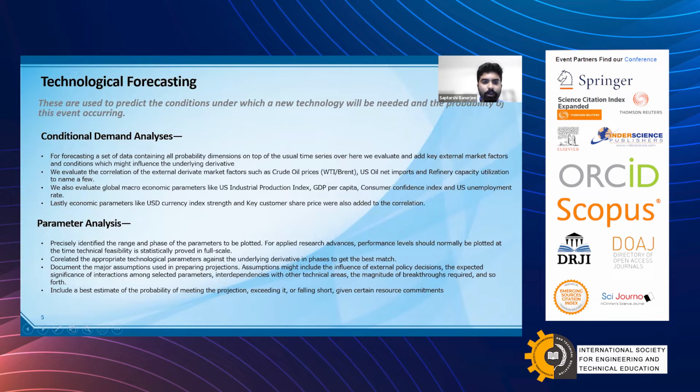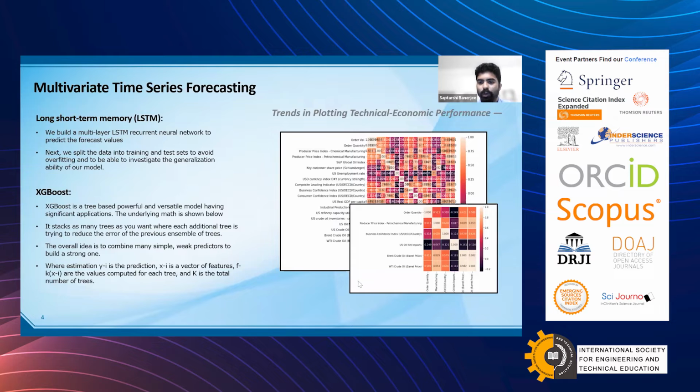And then lastly, we also evaluated the key customer share prices. All of this we tried fitting into the main model to get a correlation on how they are affecting the main demand. So the backside correlation, you can see, is the overall matrix, and over here we have refined it down to 2 or 3 important parameters which we thought have a good correlation.